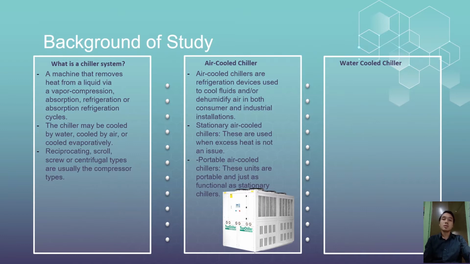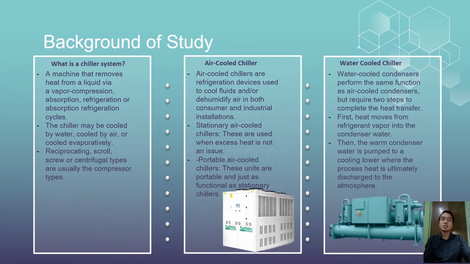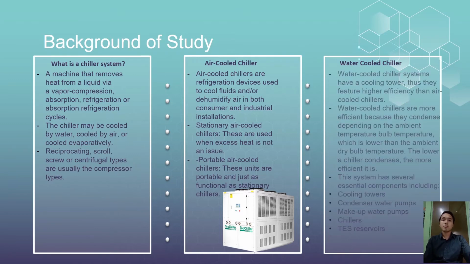To explain a little on the water-cooled system, it is equipment with a cooling tower that has been widely used for medium and large installations with an ample supply of water. Water-cooled condensers perform the same as air-cooled condensers, but require two steps to complete the heat transfer. First, heat moves from the refrigerant vapor into the condenser water. Then, the warm condenser water is pumped into a cooling tower where the processed heat is ultimately discharged to the atmosphere. A water-cooled chiller system has a cooling tower.